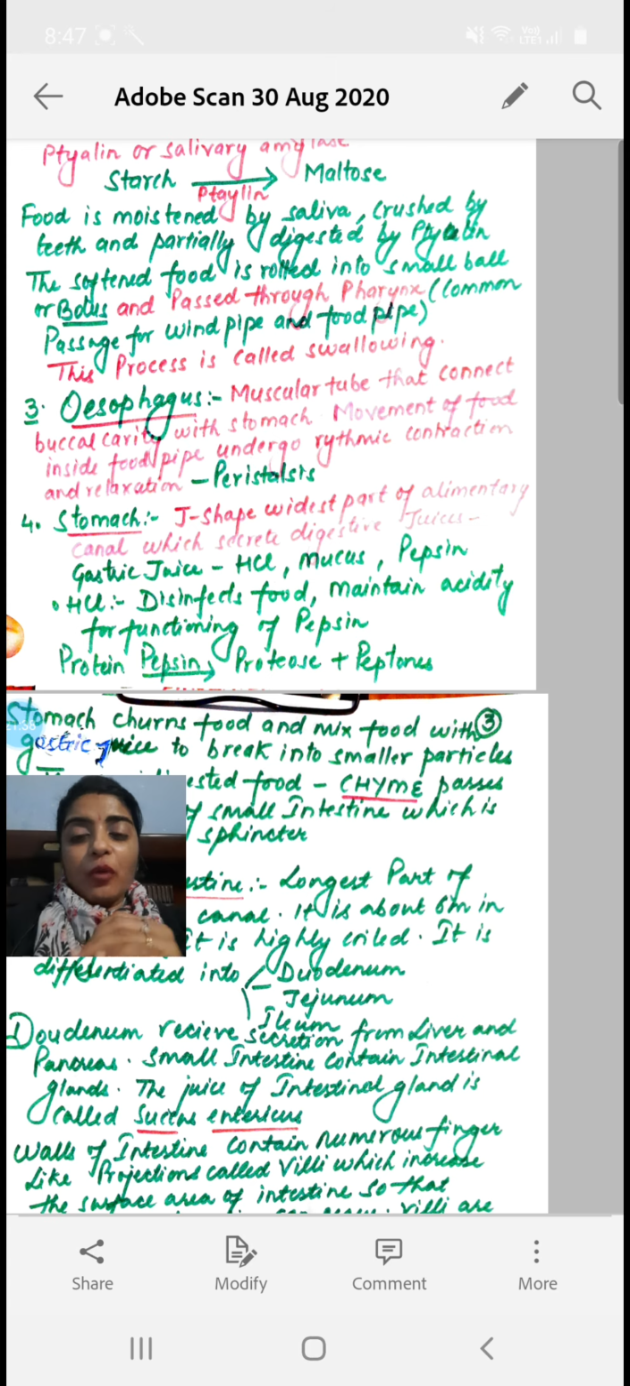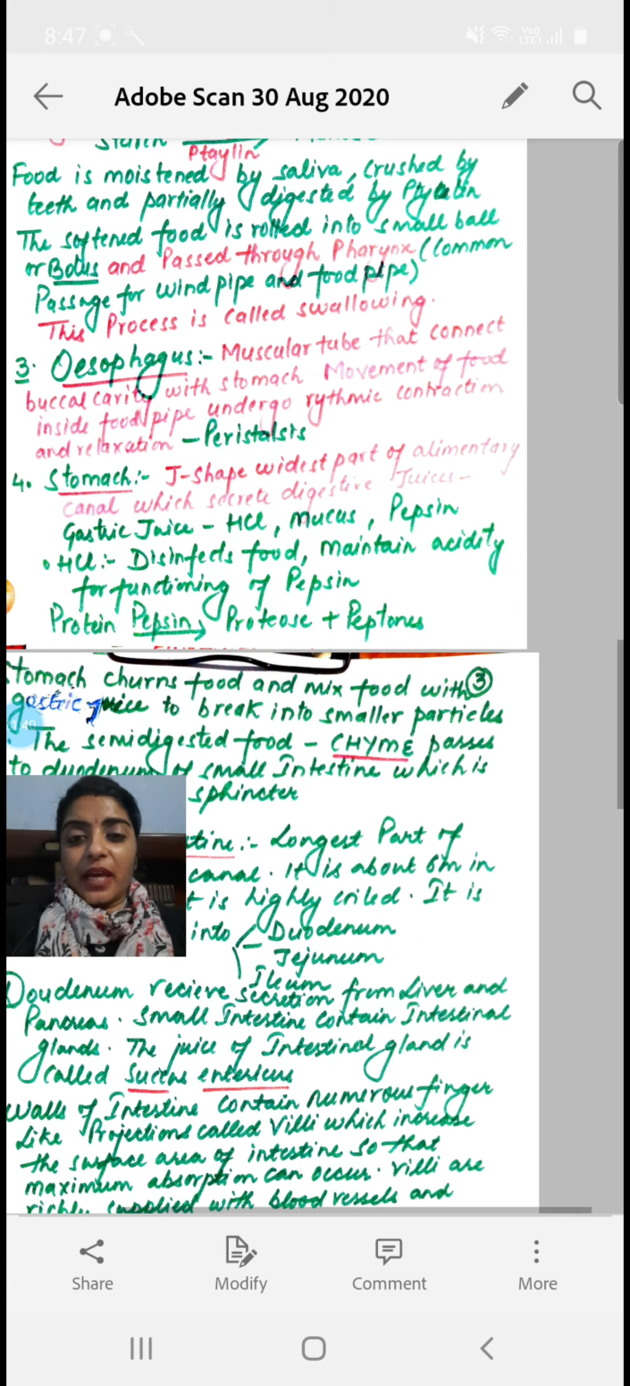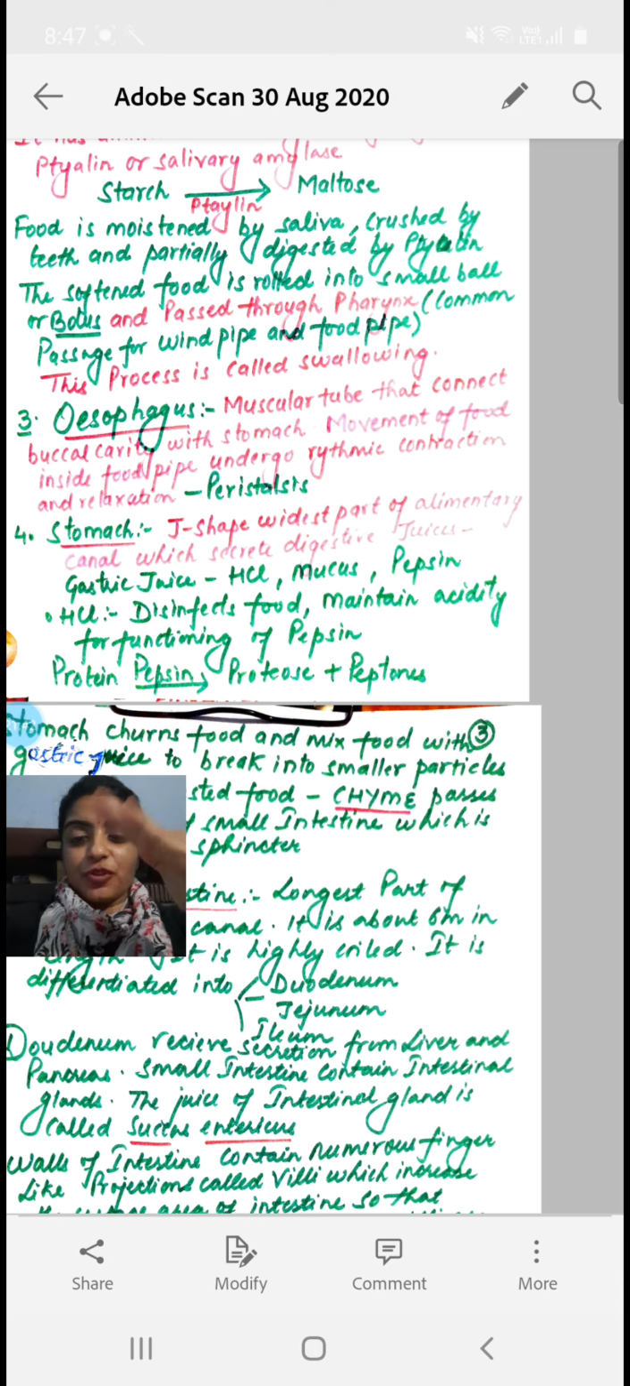Okay, now this food pipe and windpipe, they are covered by a flap like structure called epiglottis. Okay, so now the next part, our buccal cavity via pharynx leads to another part of the alimentary canal, that is esophagus. Commonly esophagus is known as the food pipe.